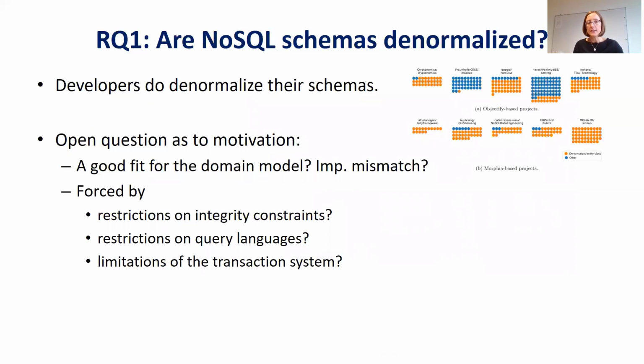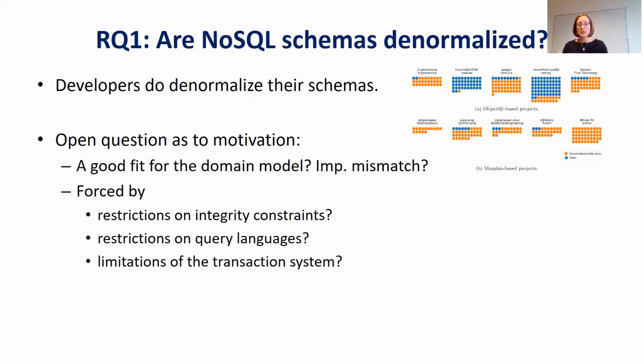So we see evidence that developers really do denormalize their schemas, some more than others, but they all do. An open question is the motivation. Is it because it's a good fit for their domain model? Do they enjoy not having so much impedance mismatch?